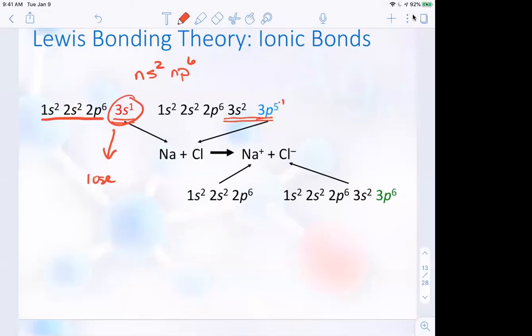If I add 1 electron, I end up becoming like a noble gas. Chlorine will add that 1 electron to fill that last space in its 3p subshell. What I end up with is 3s2 3p6, which is a filled shell. So this is a filled shell, and this is a filled shell. Sodium lost it to become +1. Chlorine gained that electron to become -1. And those oppositely charged particles are now attracted to each other and form the ionic bond.